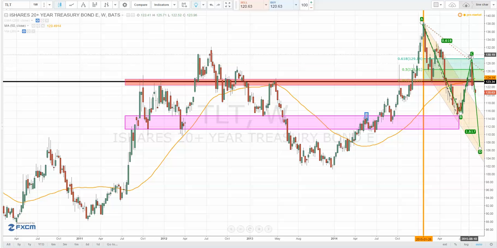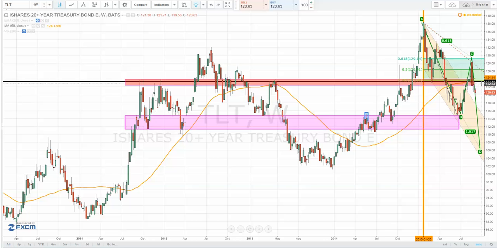Ideally, you want to be as close to point C as possible. But the good news here is that, if 106 is your target, even if you enter here at 120, you put your stop at 130, you're still getting a 1.5 to 1 reward risk. And if you're a little more conservative, 128, now you're talking 2 to 1. 127, 2 to 1 type of thing. So there are lots of opportunities here.